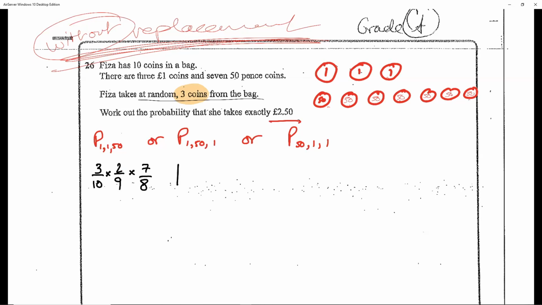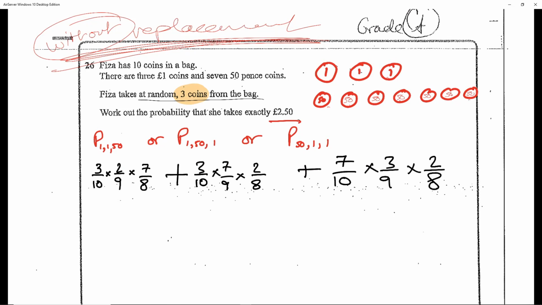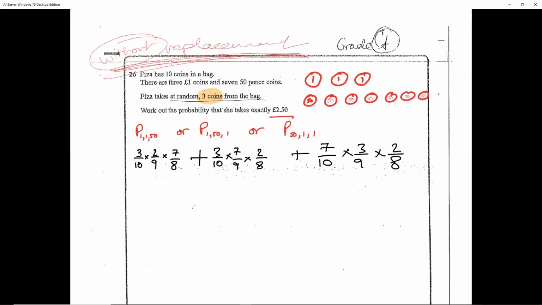Okay, the probability of the first pound is 3/10. Then the first 50p is 7/9, because 1 coin's been taken out, and then 2/8. And for the last one, the first 50p is 7/10, times 3/9, times 2/8. Fantastic. And it's all about the idea. This is the correct way of thinking of the question.